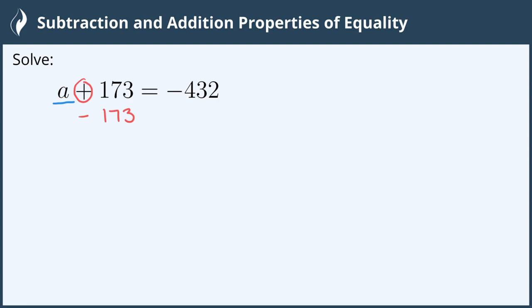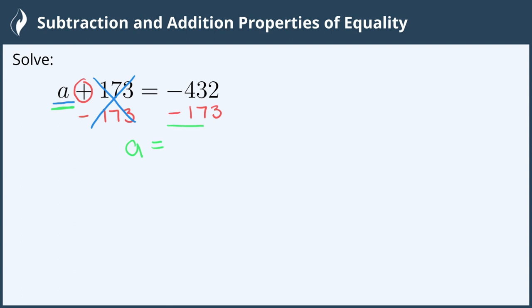But we can't just go around subtracting something from one side of the equal sign. We have to do it on both sides so that it keeps the equal sign balanced. So we'll subtract 173 from the right side as well. Positive 173 minus 173 is 0, or we can just say that it cancels. This leaves us with the only thing on the left-hand side of the equal sign is the variable a. And that is exactly what we wanted to do, was isolate that a.